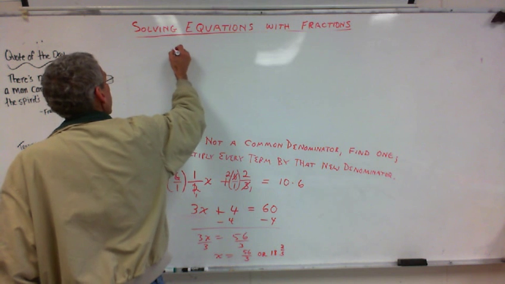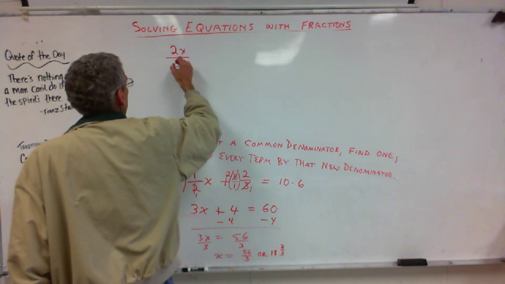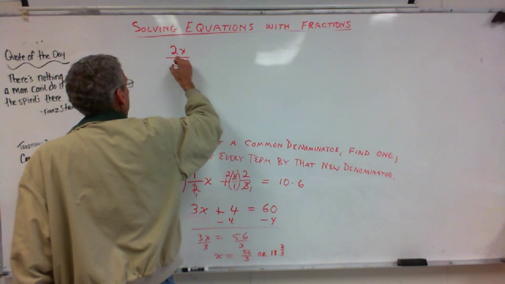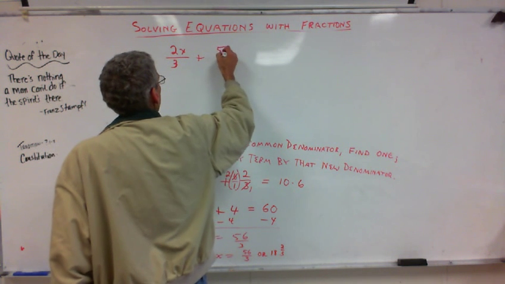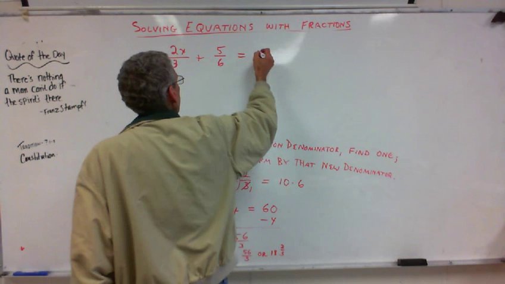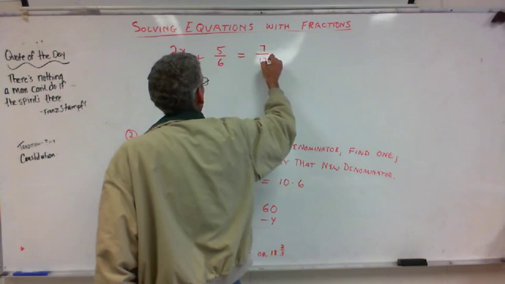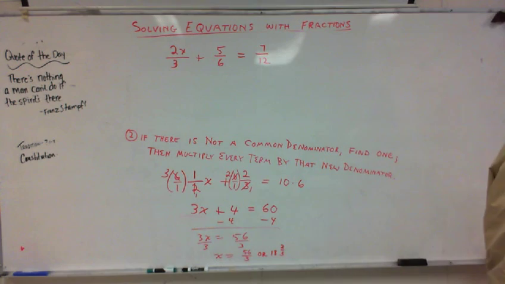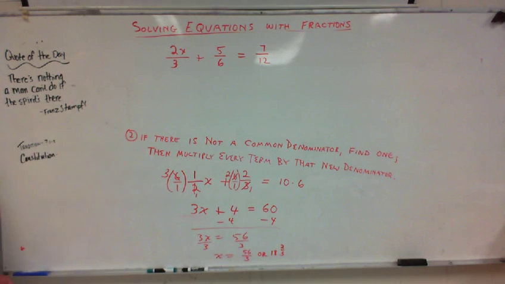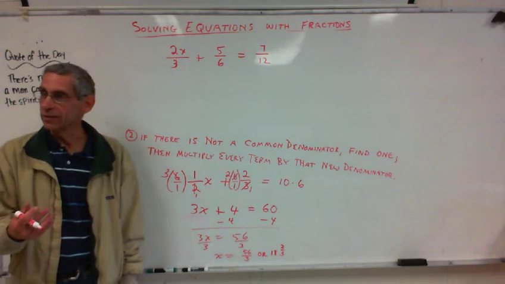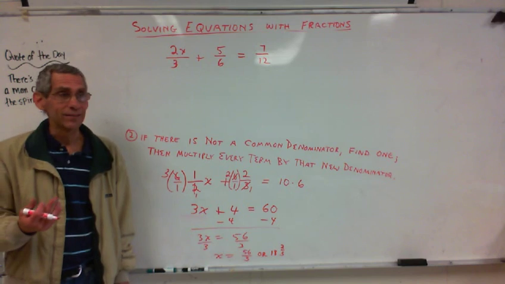Oh, this will be good. All right, so let's say we have 2x over 3 plus 5/6 equals 7/12. Ooh. Now this is Violet's favorite kind of a problem, I can tell you right now. She would love to do this one, right? Because she loves fractions.